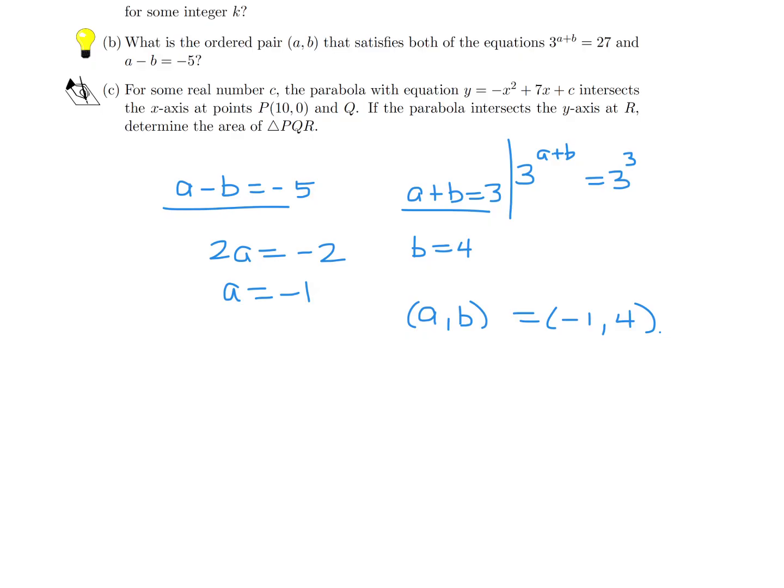For some real number c, the parabola with the equation y is equal to minus x squared plus 7x plus c intersects the x-axis at P(10, 0) and Q. If the parabola intersects the y-axis at R, determine the area of triangle PQR.